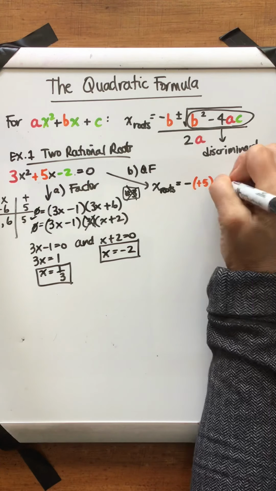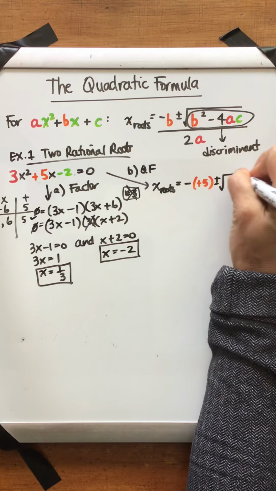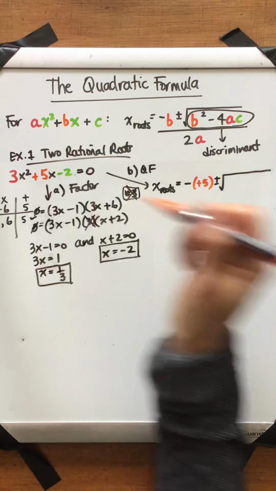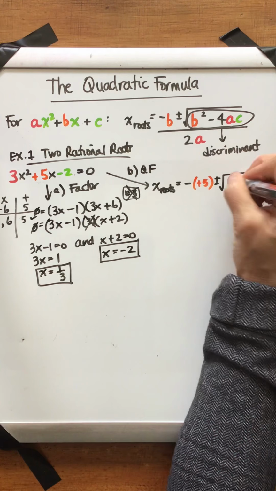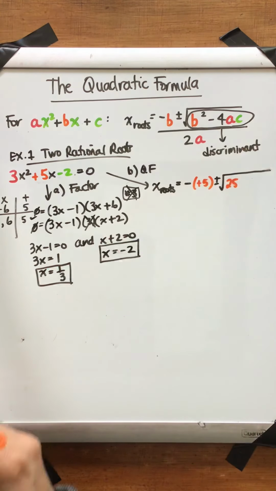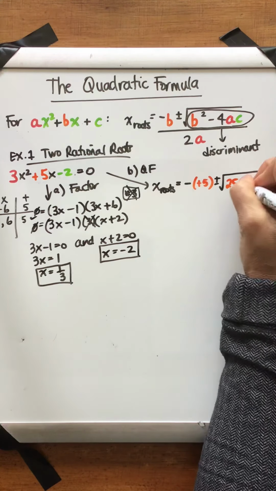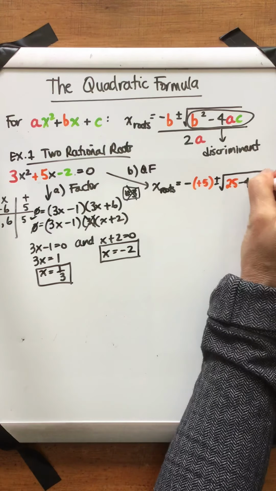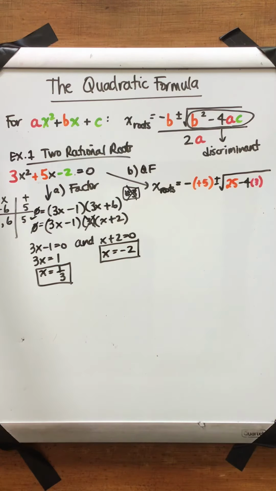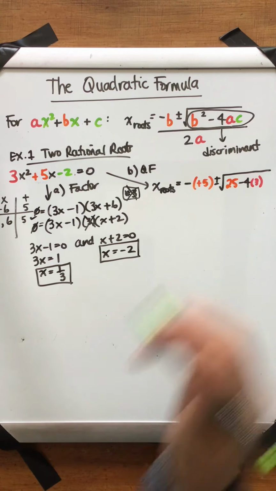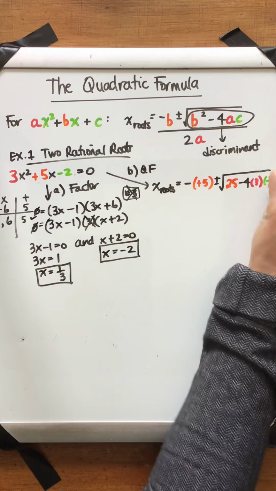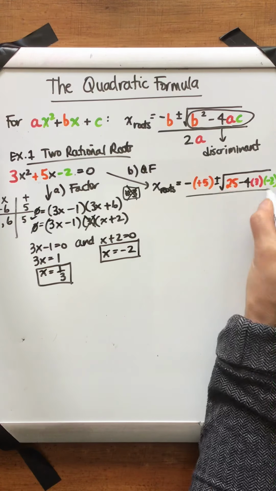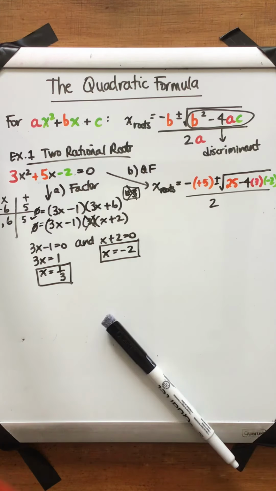I'm going to go plus or minus. I'll show you what that's all about in a little bit. b squared, if you want, you could do it in your head. 5 times 5 is 25. Minus 4 times a. a has a value of 3. Times c. c has a value of negative 2. And all of that is divided by 2 times a, or in this case, 2 times 3.